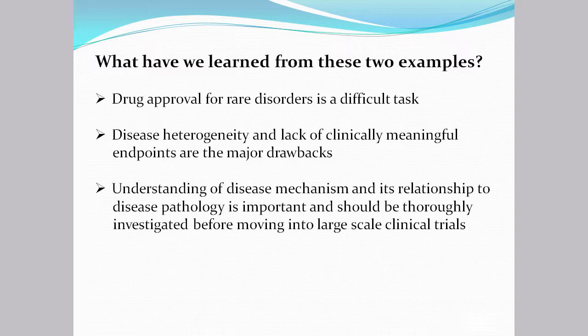So what we learned from these two examples, EoE and Gaucher disease: drug approval is a long, tedious task that requires multiple steps and a long time. Disease heterogeneity and lack of clinically meaningful endpoints are the major drawbacks in rare disorders, because it's so heterogeneous. We need to understand how the disease occurs and how it relates to pathology before we move to the drug screening project.